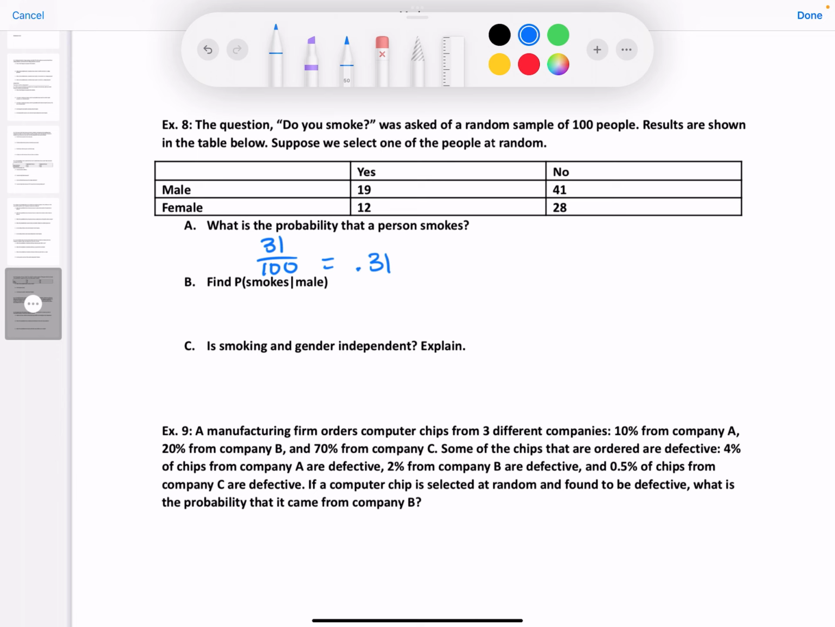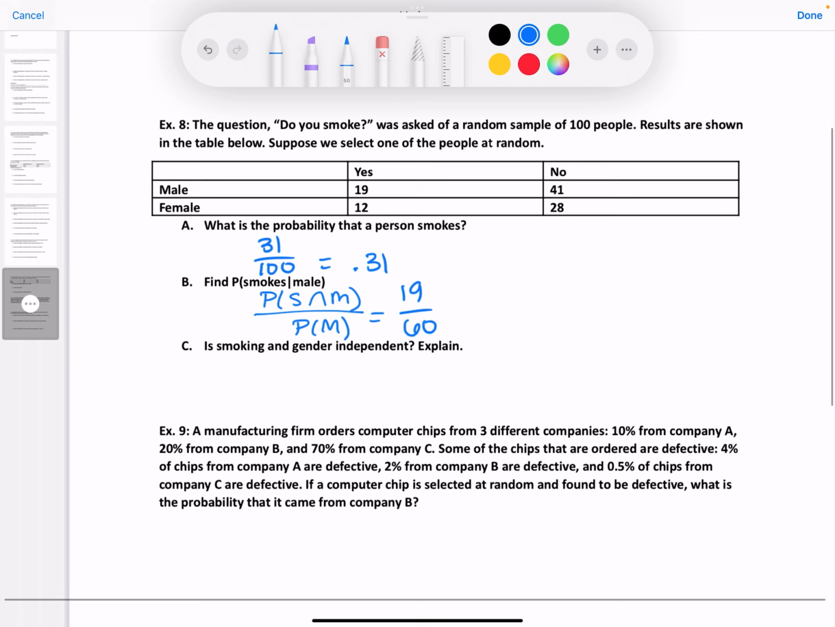So then how do I find the probability of smokes given that they're male? So you would do the probability of smoking given a man equals the probability of the intersection over the probability of male. So smokes and is male is going to be the yes for male, so that's 19 out of the total number of males, just 60. And that is 0.32.